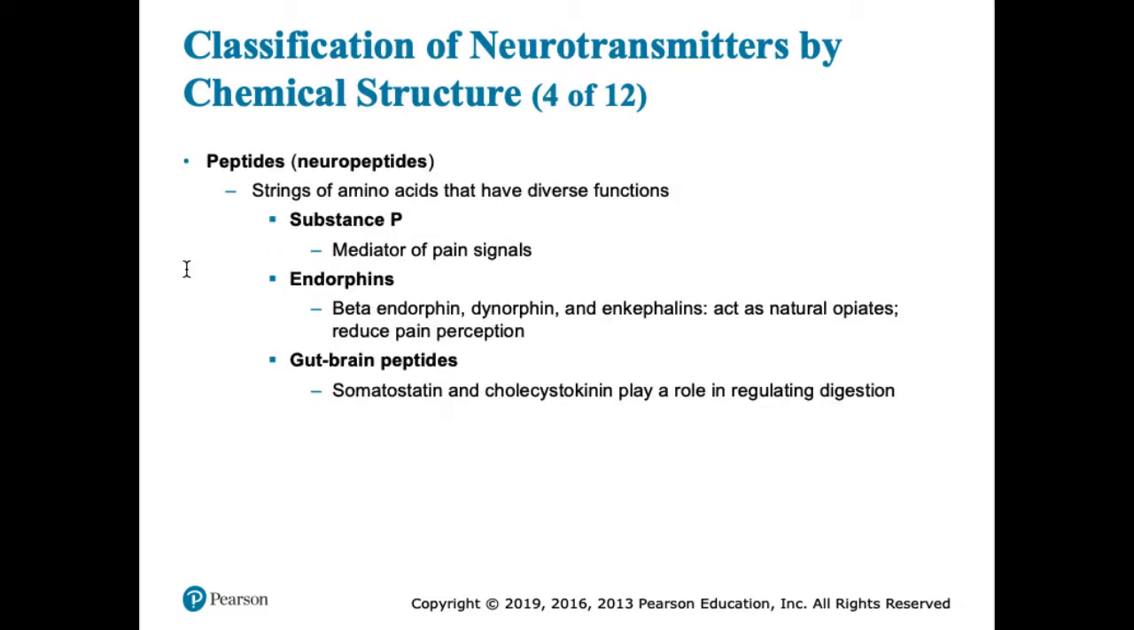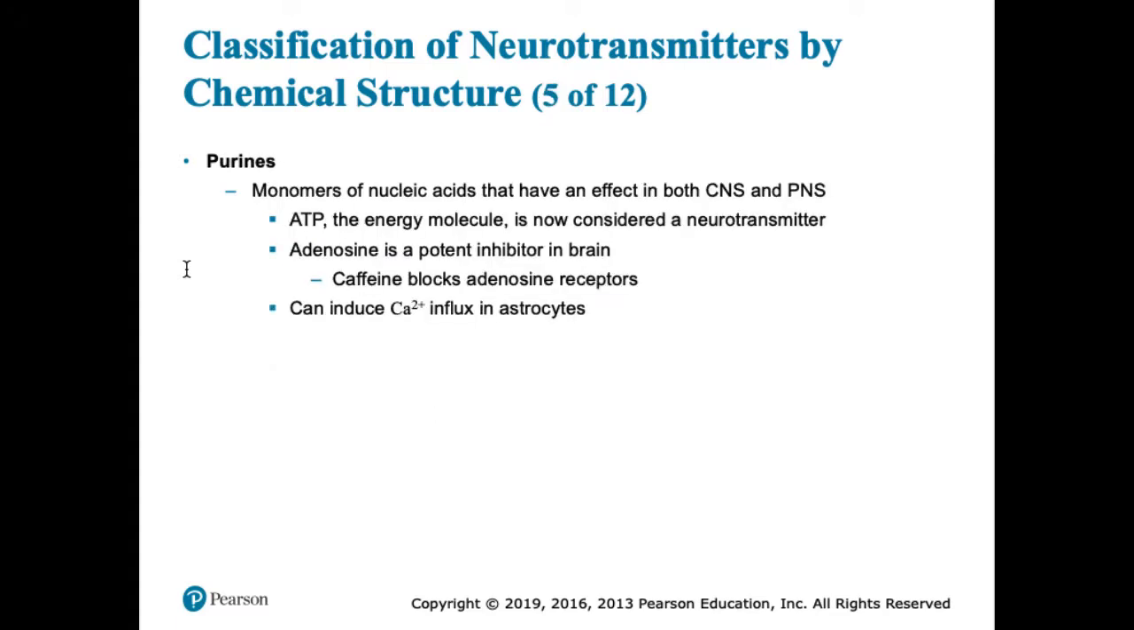Peptides also, those are strings of amino acids that have diverse functions. One called substance P is a mediator of pain signals. Endorphins, beta endorphin, dynorphin, and the enkephalins act as natural opiates, so that reduces our pain perception. And of course, the gut-brain peptides, such as somatostatin and cholecystokinin, which plays a role in regulating digestion.